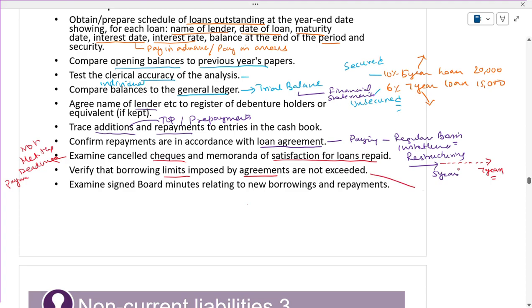The bank will say that you can borrow 50,000 reals. Now, are we within the limit of 50,000 or have we exceeded it? If it is exceeded, then we have to know what the reasons are.